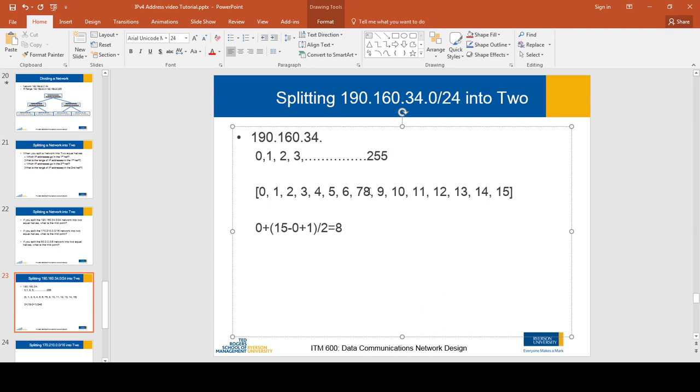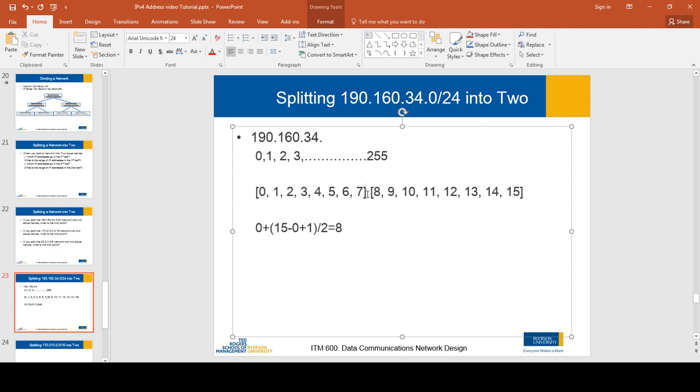So now we'll split into 2, and if we count the number of items, for the first half we have 8 numbers, 0 to 7. 0 is also counted, so 8 numbers, and 8 to 15, which also gives us 8 numbers.